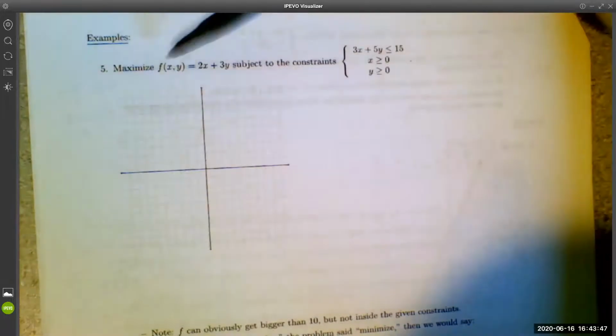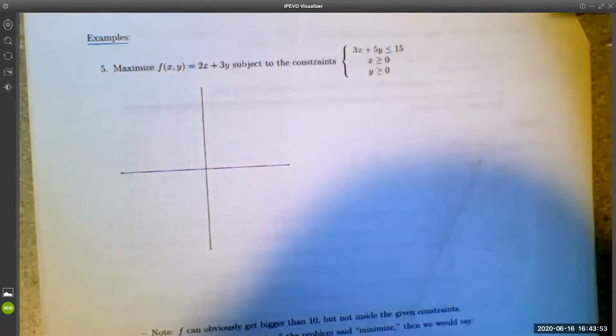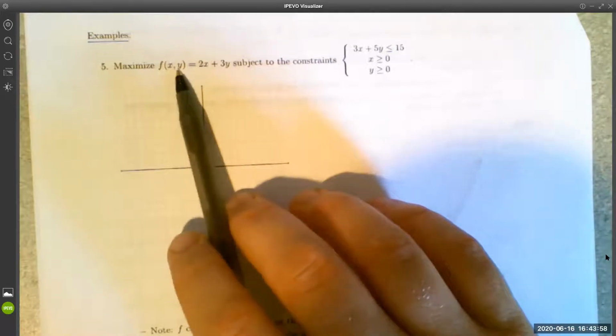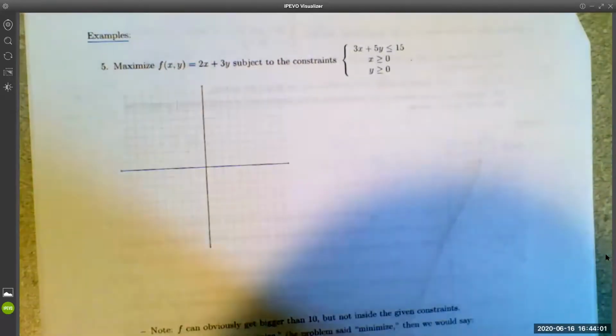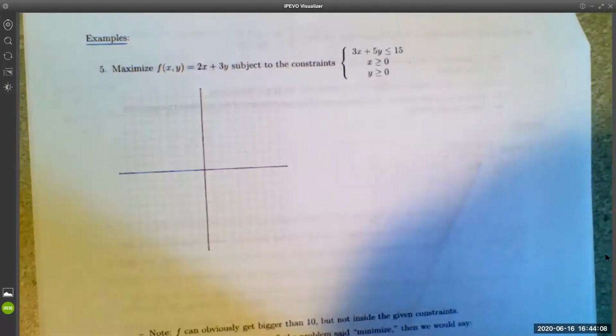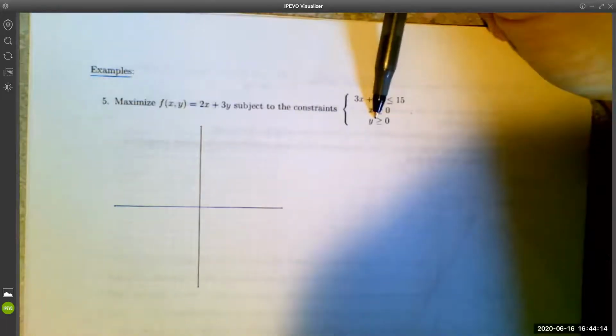So let's practice. Let's practice finding some optimal solutions. This one says, maximize the function f of x, y equals 2x plus 3y subject to these constraints. Notice that your function here takes an ordered pair as the input, right? So that's kind of interesting. But let's see if we can maximize this function subject to these constraints. So I'm going to start off by graphing the constraints. So graphing the top one, I'm going to use intercepts. If I plug in 0 for y, you get 3x equals 15, so x equals 5.